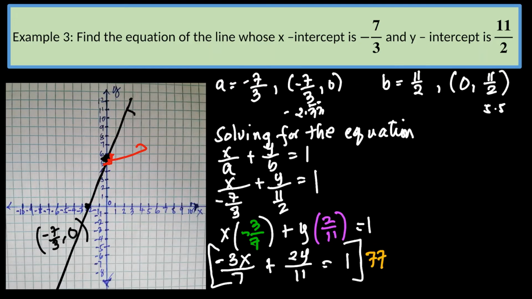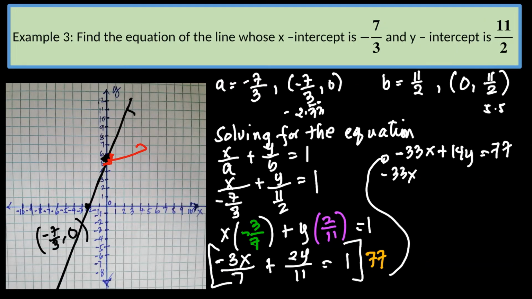Okay, so 77 divided by 7 is 11 times negative 3. That will give us negative 33x. All right, and 77 divided by 11 is 7 times 2. That will give us 14y equals 77. 77 times 1 is 77. So we can have this as negative 33x plus 14y minus 77 equals 0.